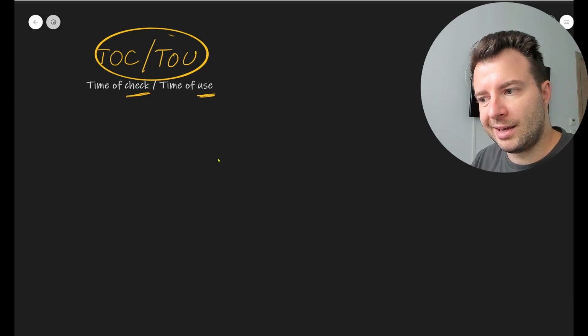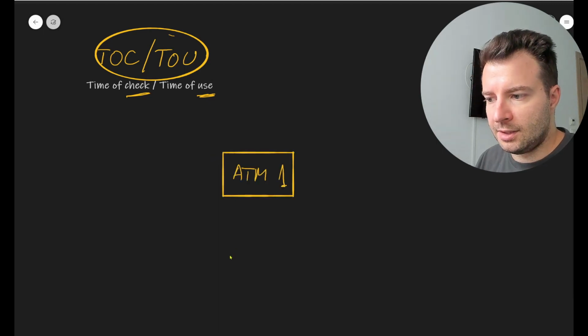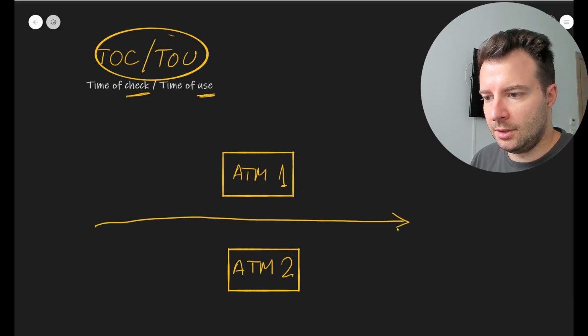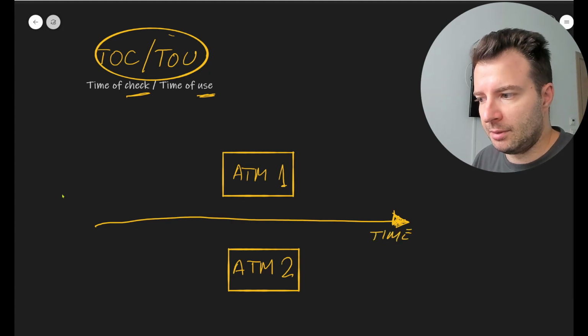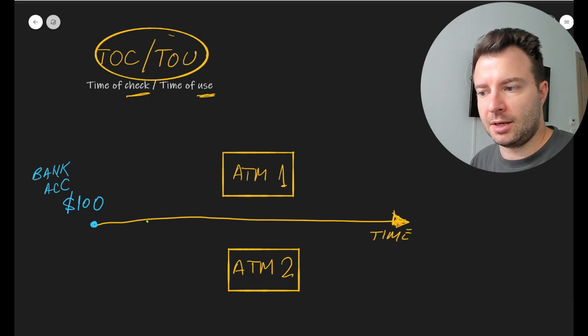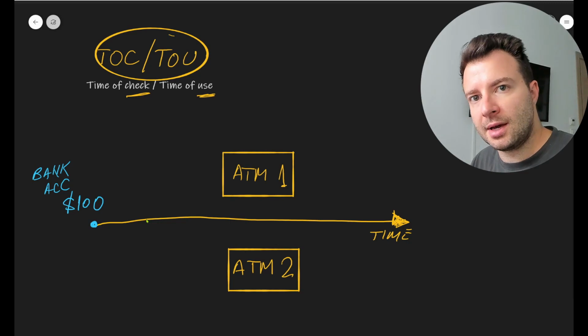So let's assume that we have two ATMs, right? ATM 1 here and ATM 2 right here. And let's draw a timeline right here in the middle. So this axis here is going to be time. And we also have a bank account with $100. Now let's assume we have two people with two credit cards that point to the same bank account, and they both want to withdraw that $100 at the same time.